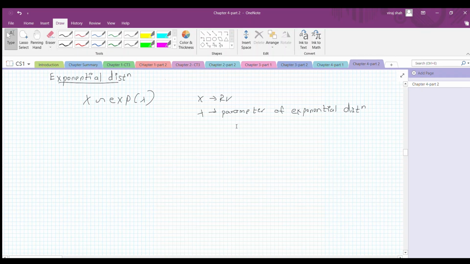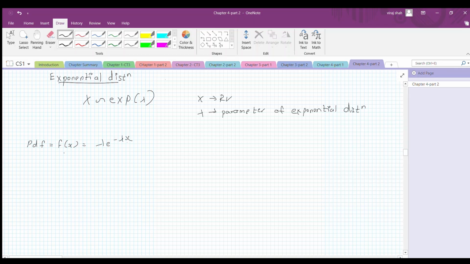So basically then we viewed its PDF. PDF is probability density function, which is denoted by f of x. It is stated as lambda e raised to minus lambda x. What did we do for other distributions? We found its CDF, then we found its mean, we found its variance. We are going to do these exact same steps even for the exponential distribution.